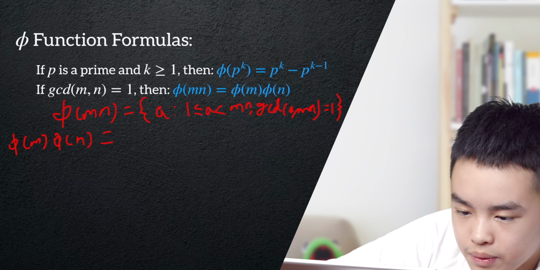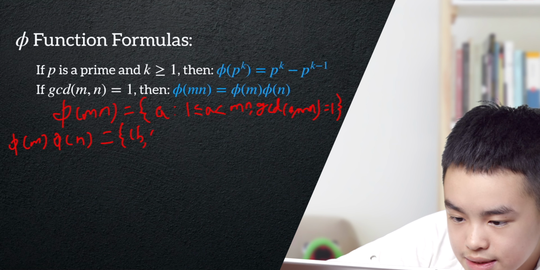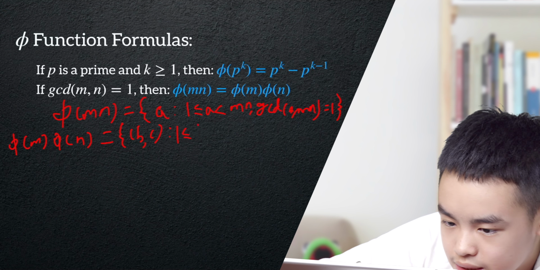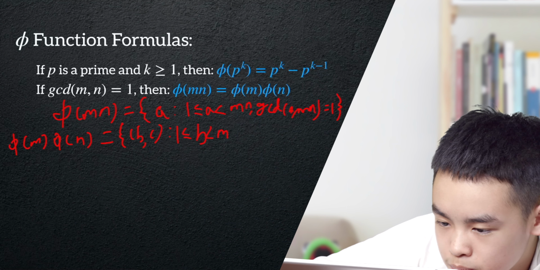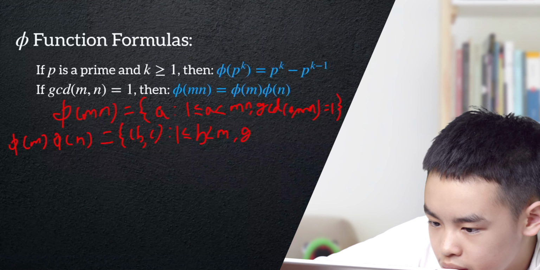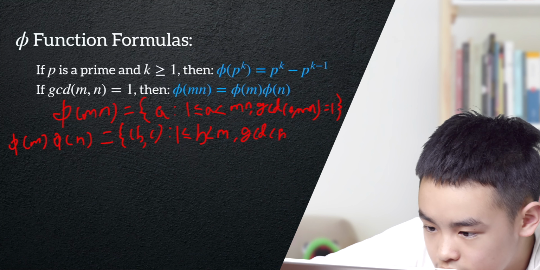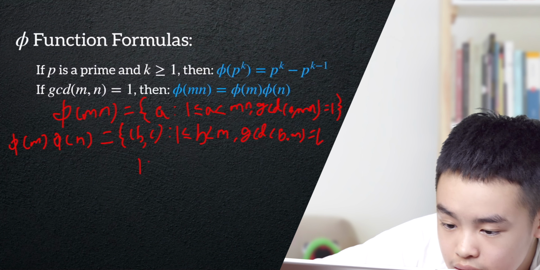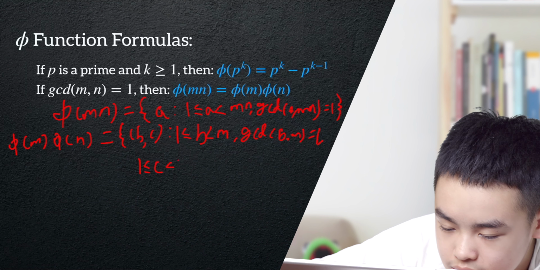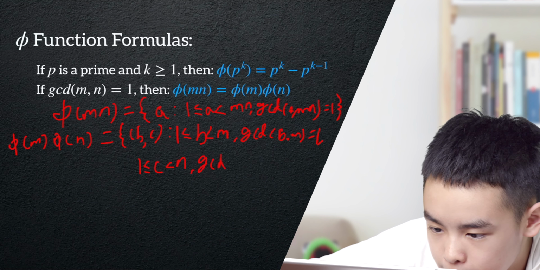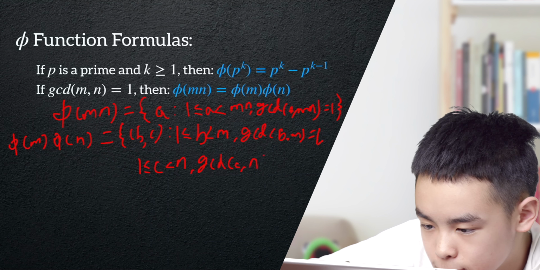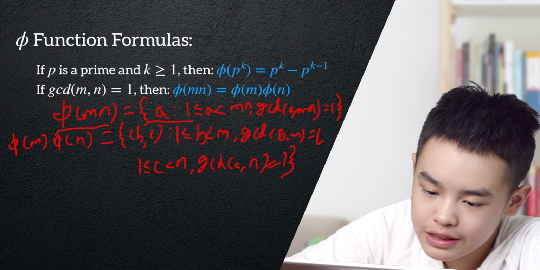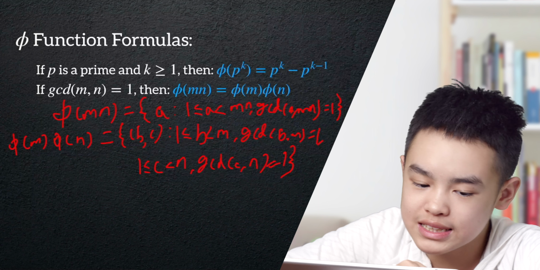Now let's say it's an ordered pair B and C, and B and C both fulfill these limitations, with B and M associated, and C and N associated. And that is the end of the list. And we already know that this is definitely equal to this, since it's the definition.